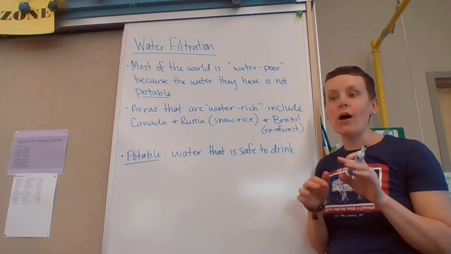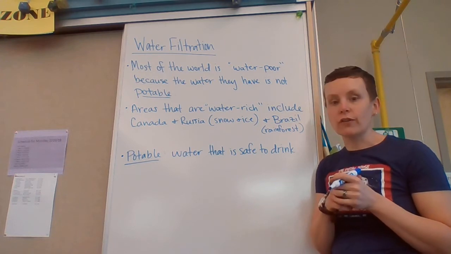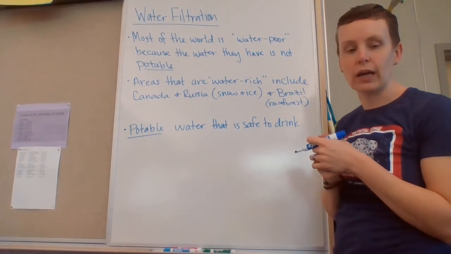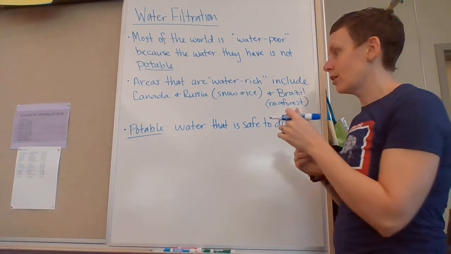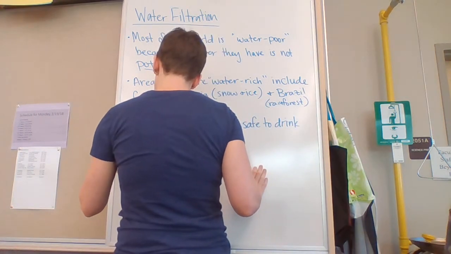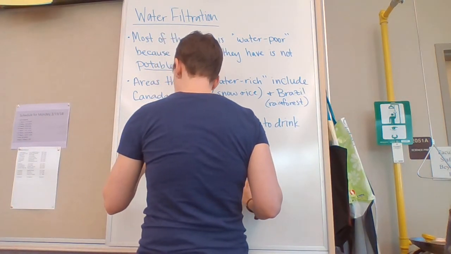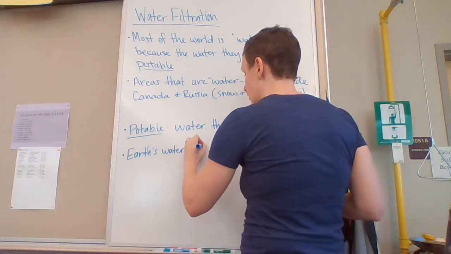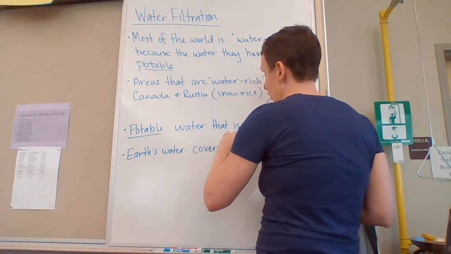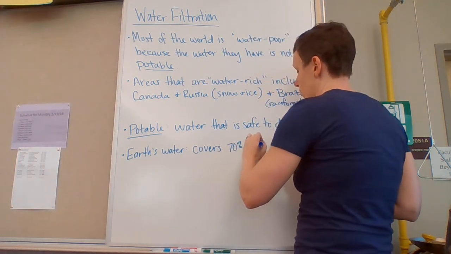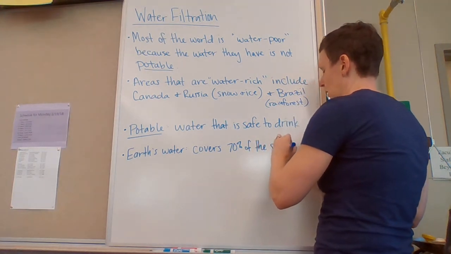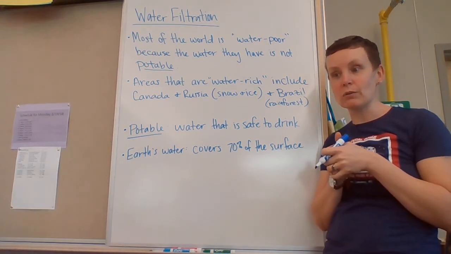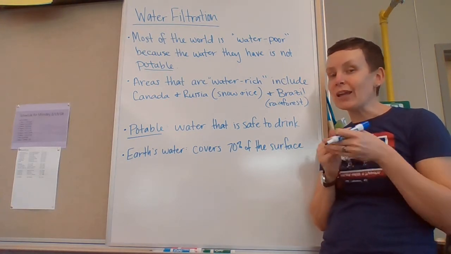Now let's talk about Earth's water. We're going to make a little flow chart. I'm going to tilt this maybe so we can see my flow chart a little better. I think I can fit it in there. So first of all, Earth's water covers 70% of the surface of our planet. Water covers 70% of the surface of planet Earth. It's a lot. But we can't use it all.